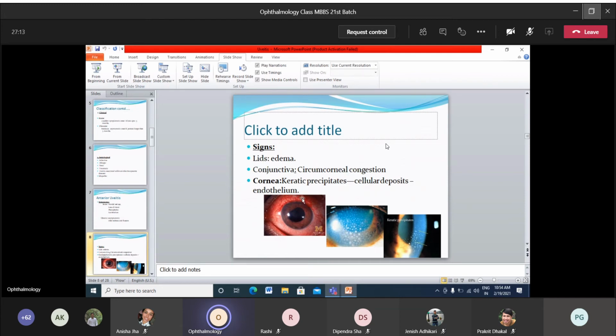Here, as you can see in this picture, there's circumcorneal congestion and diffuse congestion in the conjunctiva as well. Circumcorneal congestion is congestion all around the limbus, 360-degree congestion around the limbus.